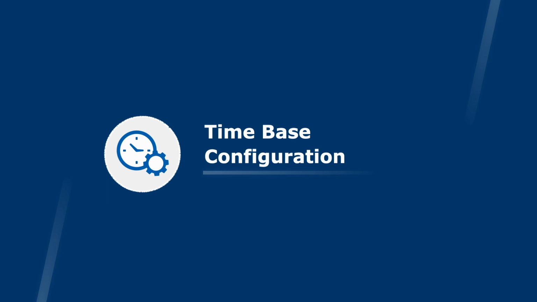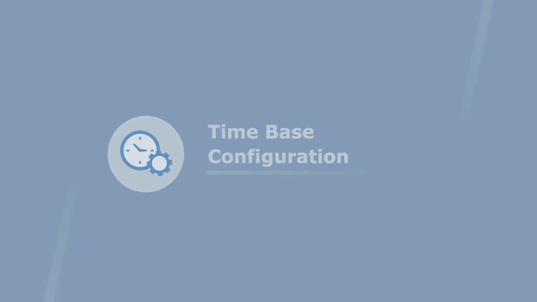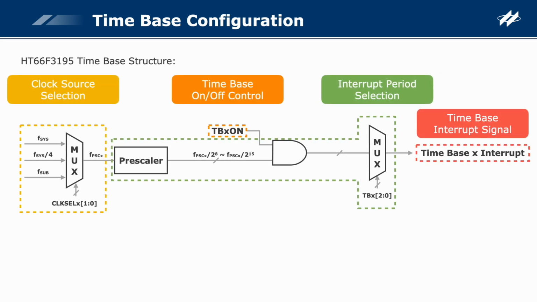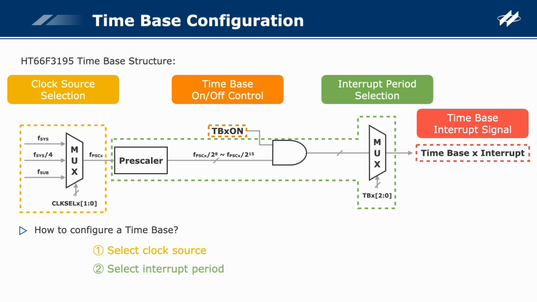Time base configuration. We have just learned the time base structure. Next, we will learn how to configure a time base. First, select the clock source for the time base. Then, select the interruption period. Finally, enable the time base function. In this way, the time base interrupt signal can be generated at regular periods.